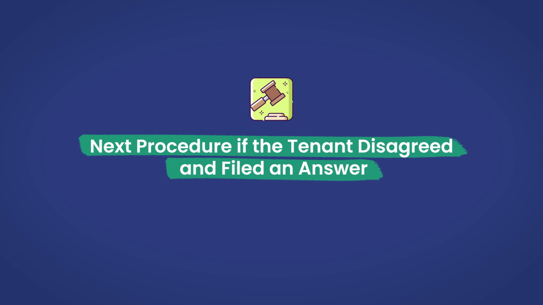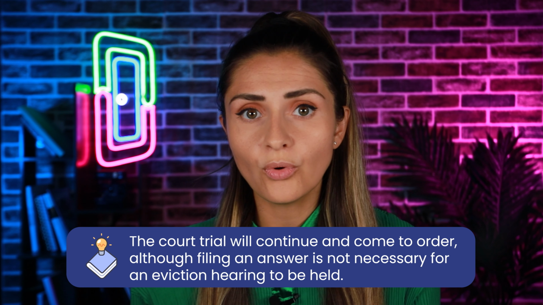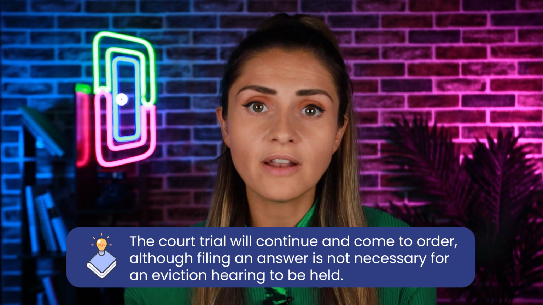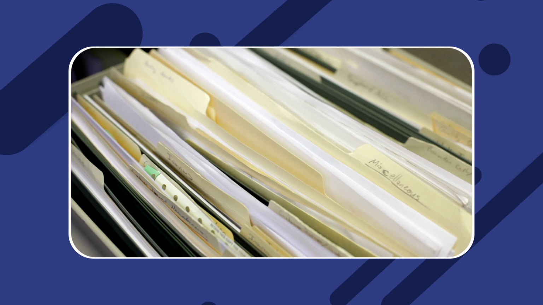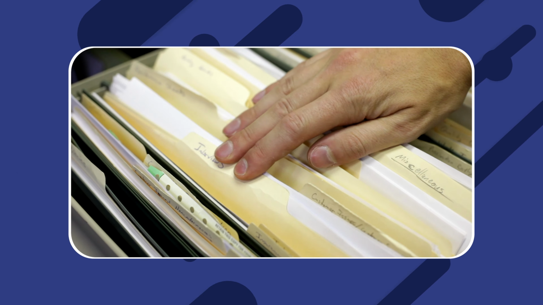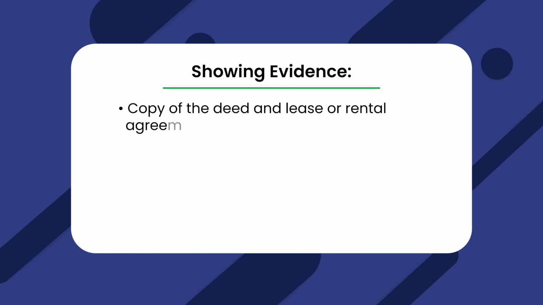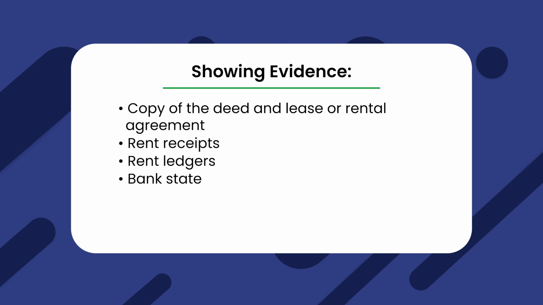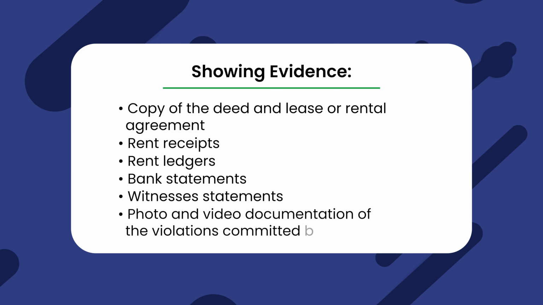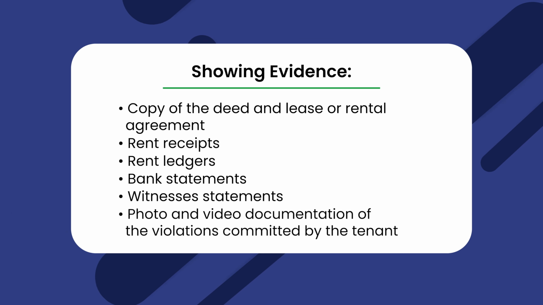Next procedure if the tenant disagreed and filed an answer. The court trial will continue and come to order, although filing an answer is not necessary for an eviction hearing to be held. Even if the tenant is unable to come to the hearing on time, it will continue without them. On the date of the trial, the landlord has to support their claim with evidence to show to the judge. This includes, but is not limited to, the following: copy of the deed and lease or rental agreement, rent receipts, rent ledgers, bank statements, witness statements, and photo and video documentation of the violations committed by the tenant.